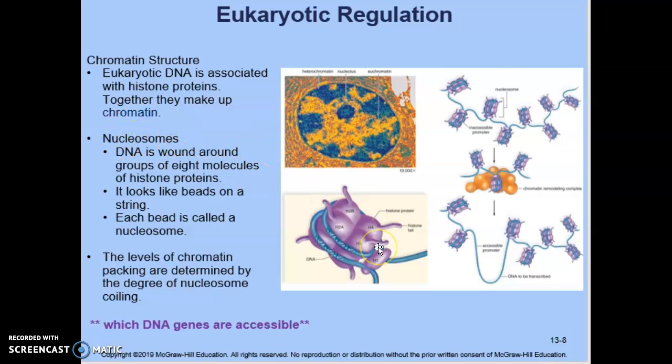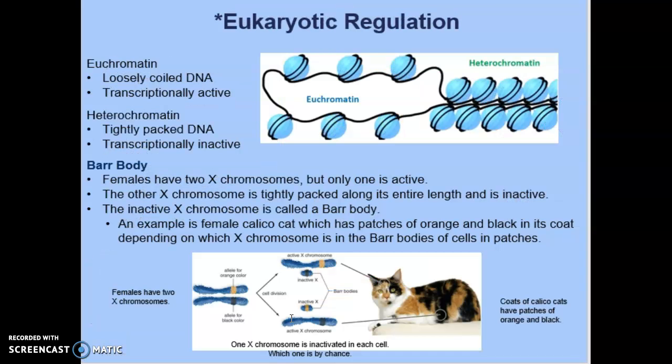Nucleosomes are DNA wound around groups of 8 molecules of histones. So they're just groups of histones, and they're tightly, tightly wound. These will not be transcribed. It's a way to turn off those genes on that piece of DNA. Okay, so it all has to do with which genes are accessible. Are they even accessible? Are they out, or are they packed away?